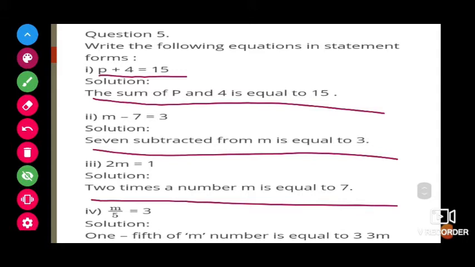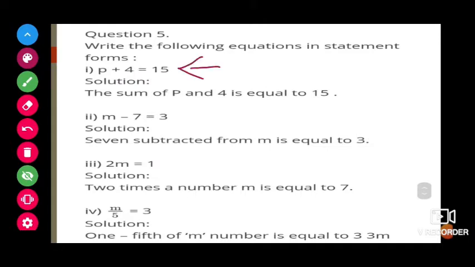Here p plus 4 is equal to 15 is nothing but: the sum of p and 4 is 15, or is equal to 15. That's it. Next, m minus 7 equals 3 is nothing but: if 7 is subtracted from m, it will be equal to 3.